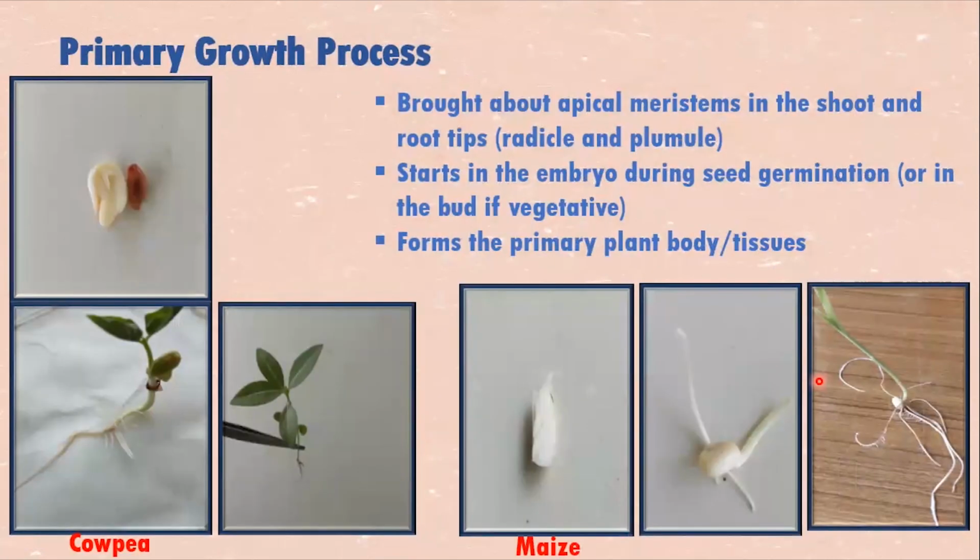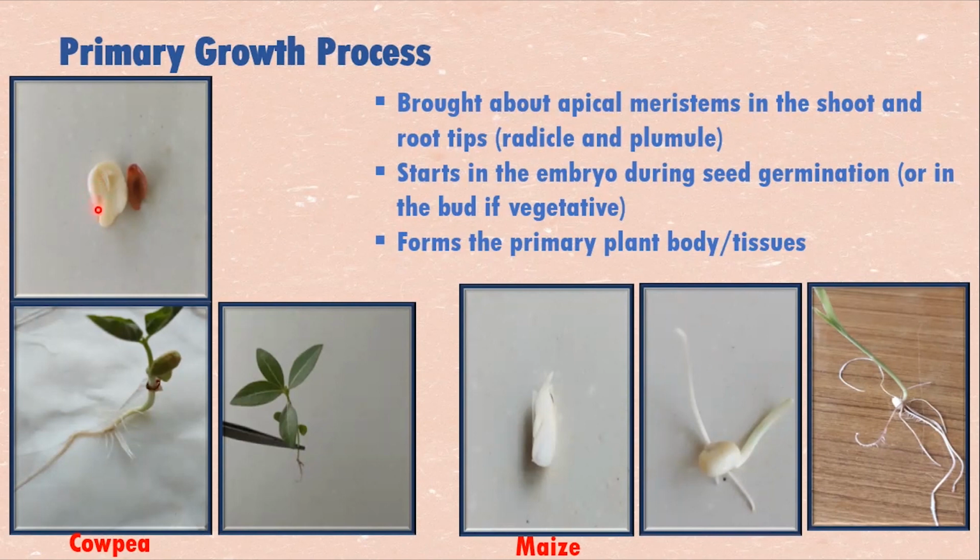Let us now look at the primary growth process. As we said, primary growth is brought about by apical meristems at the shoot tip and at the root tip. Now, the meristems at the shoot tip are found in the plumule. They are found right in the embryo, in the plumule here, and then the meristems at the root tip are found in the radicle. That is the source of the meristems.